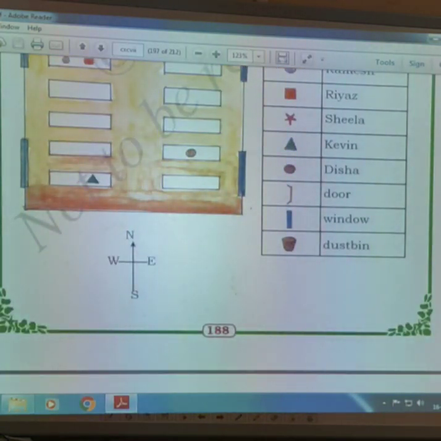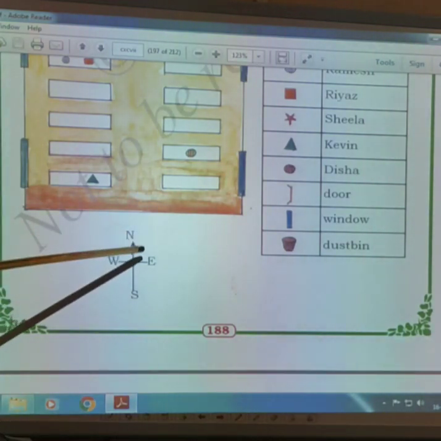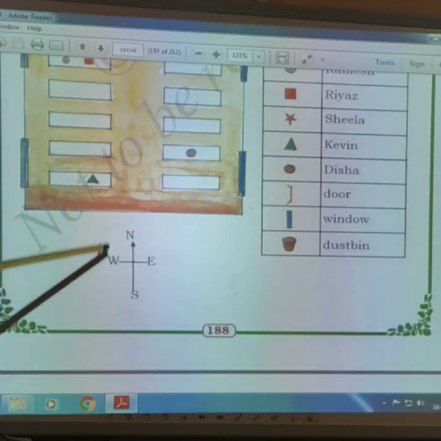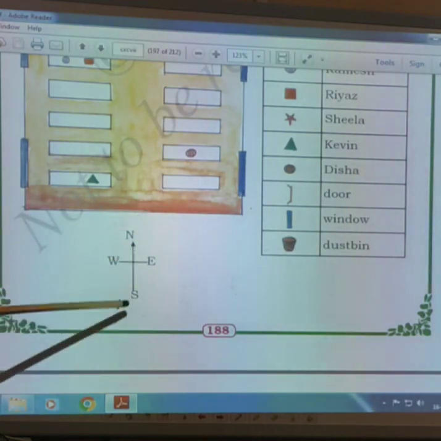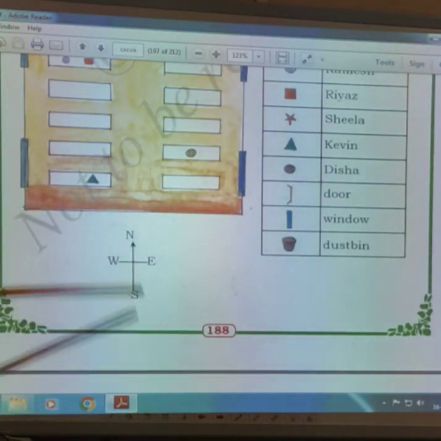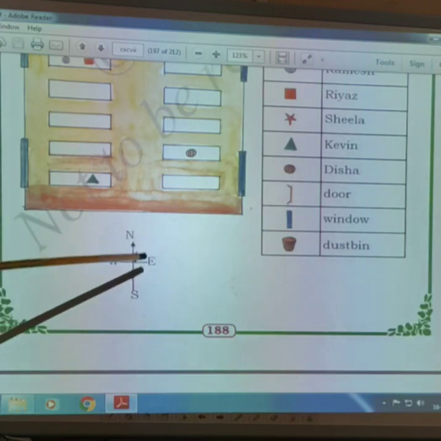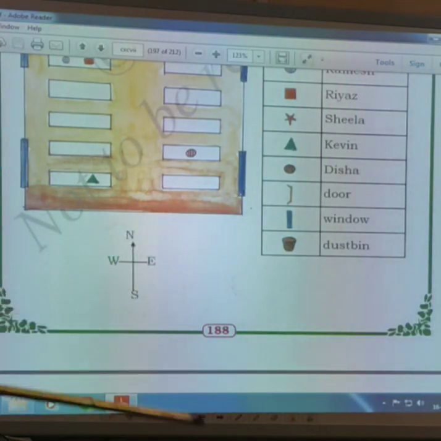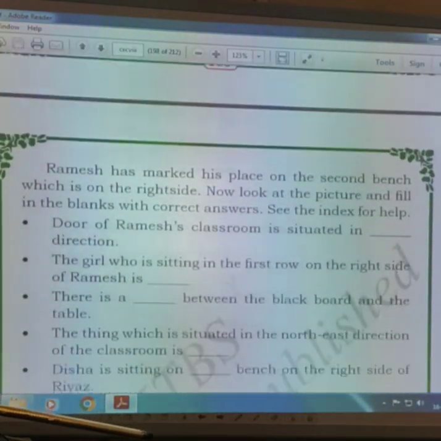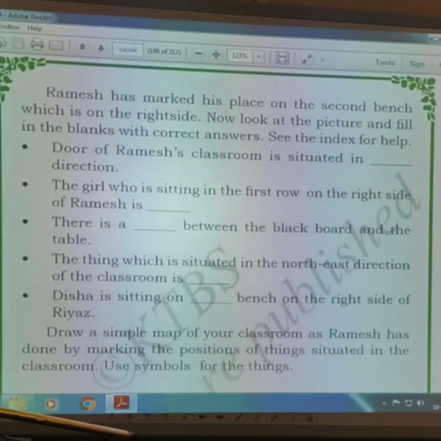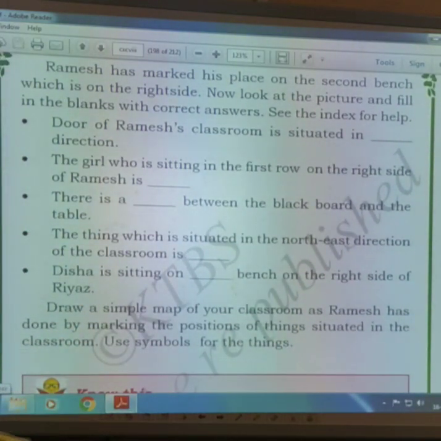Okay, and these are the directions. East, south, west, north. Okay, remember north, east, south, west. Ramesh has marked his place on the second bench, which is on the right side.